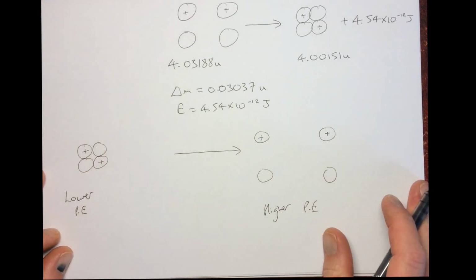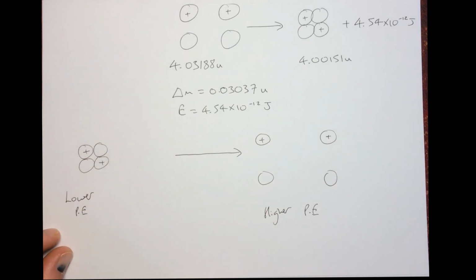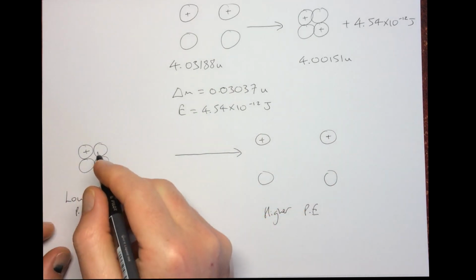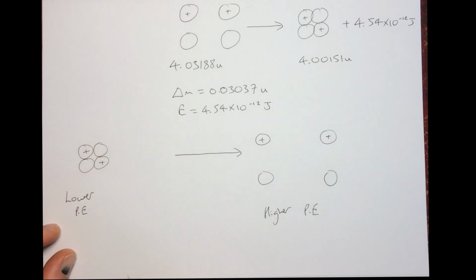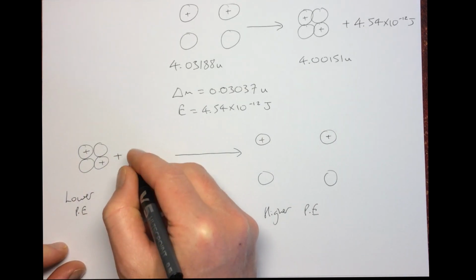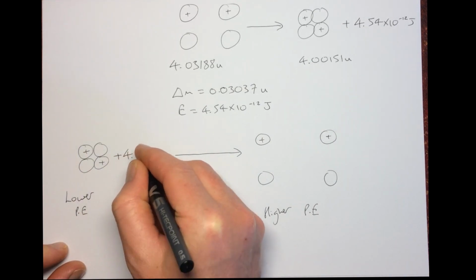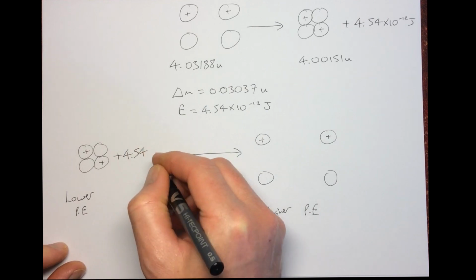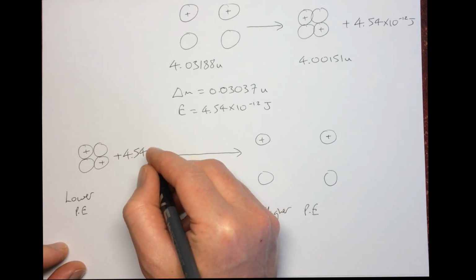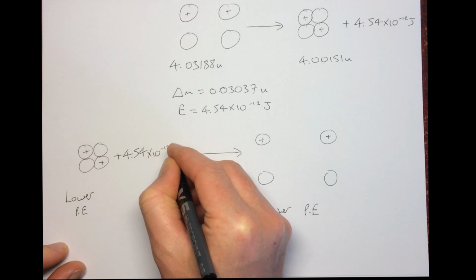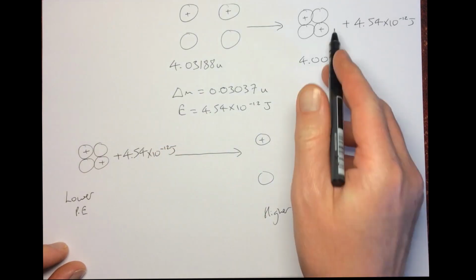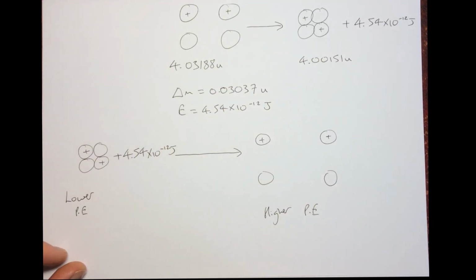This nucleus is in a lower energy state because these nucleons are bound together by the strong force. They're in a lower energy state. And to pull these nucleons apart, you've got to overcome the attractive strong force, and that requires some energy. And the amount of energy you would need to use to do that will be 4.54 times 10 to the minus 12 joules, okay? The opposite of this reaction, so to speak, isn't it?